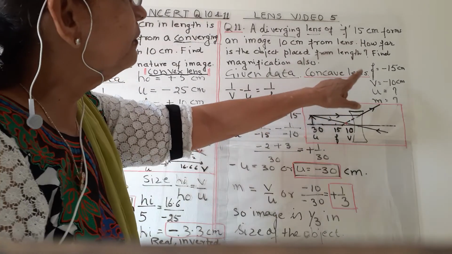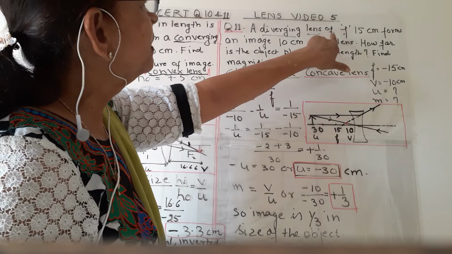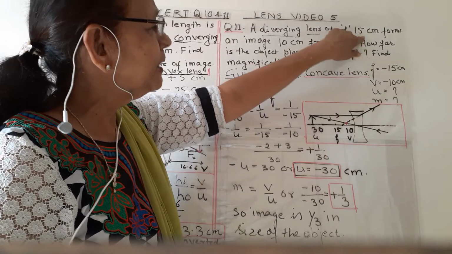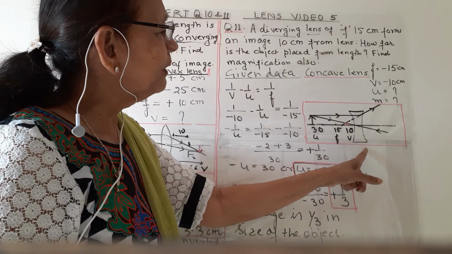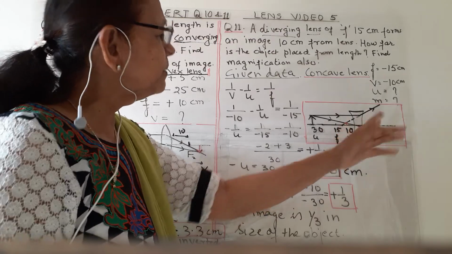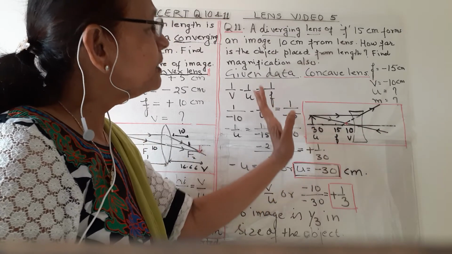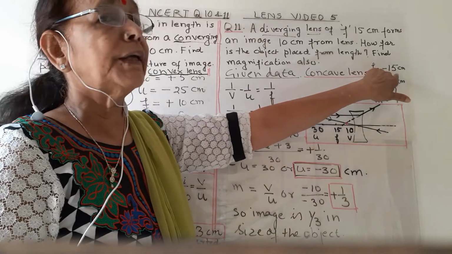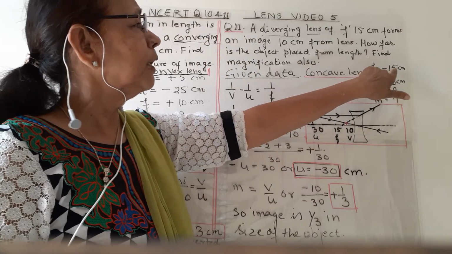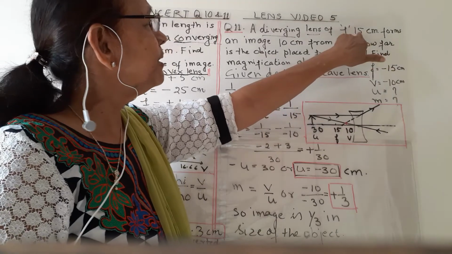Then we will write the given data. Focal length is written, lens of focal length 15 centimeters. In a concave lens, the focus is always on the left hand side, so the focal length is always negative in concave. So we will write focal length is minus 15 centimeters.